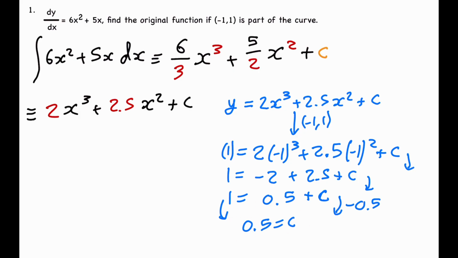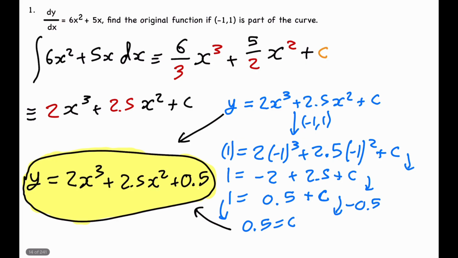So now we know what c is, we can just plug it back into the equation. So we have 2x cubed plus 2.5x squared plus c. You just plug it in and you get 2x cubed plus 2.5x squared plus the 0.5, as you'll see over here.